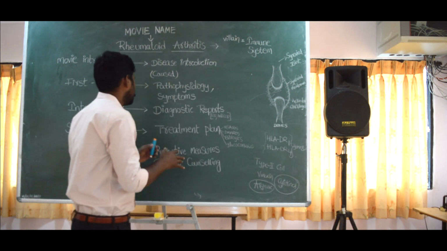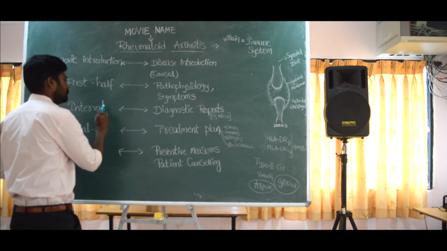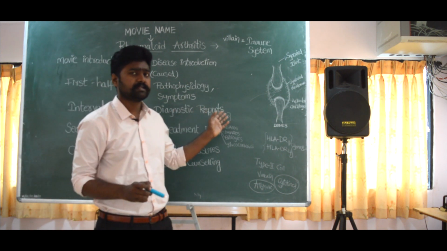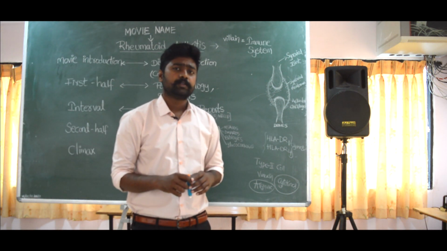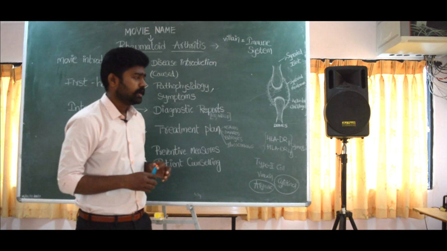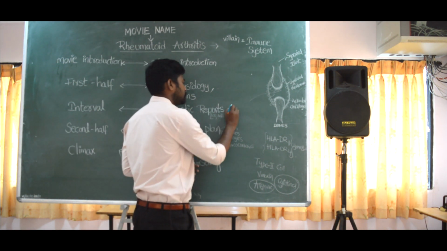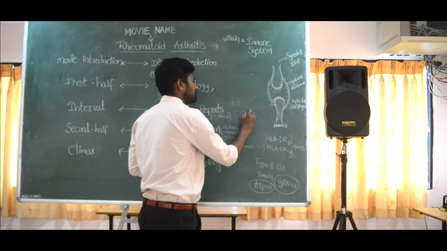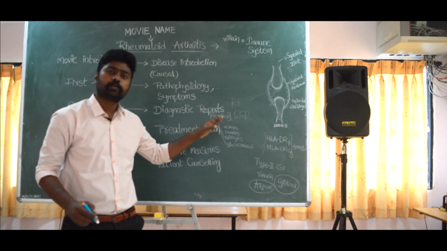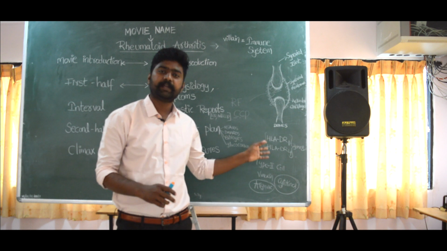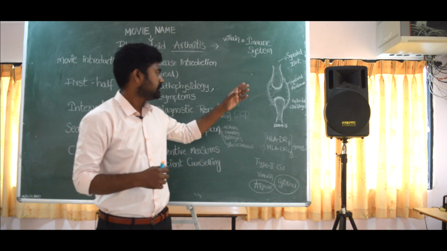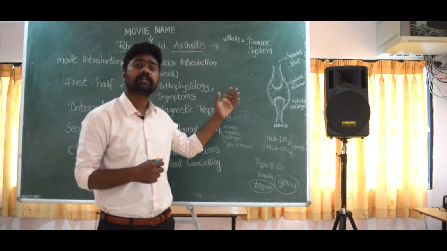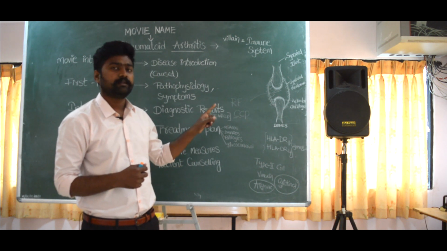Okay, now coming to the interval. Here we discuss diagnosis or diagnostic reports. So what points do we discuss generally? You see, remember 2 points: rheumatoid factor and anti-cyclic citrullinated peptide antibodies, we can call it. These things we observe in blood. What are these things? We told one thing earlier.